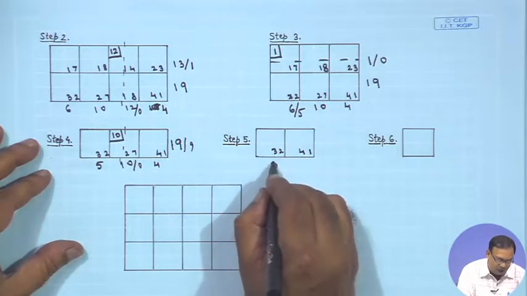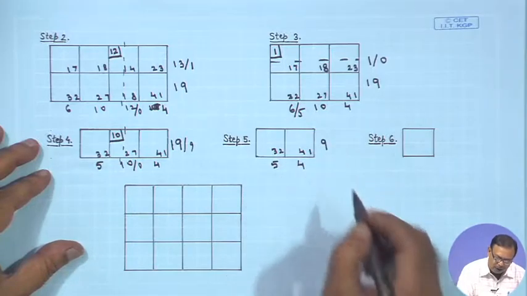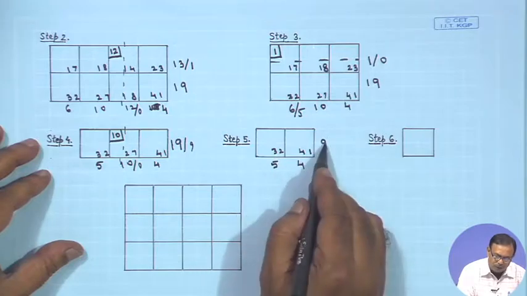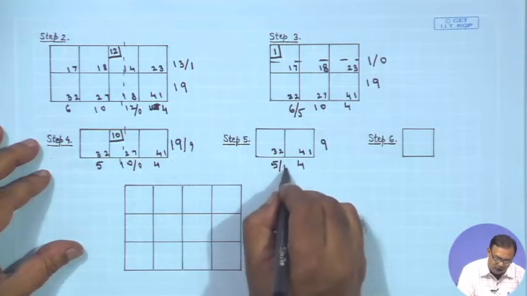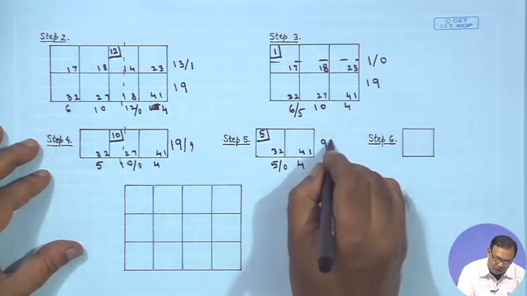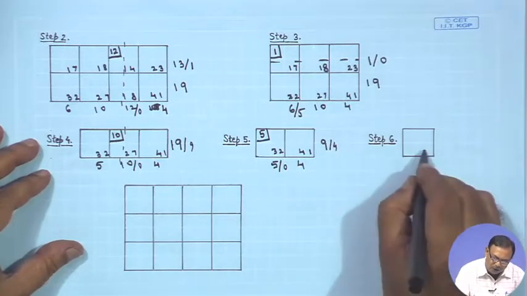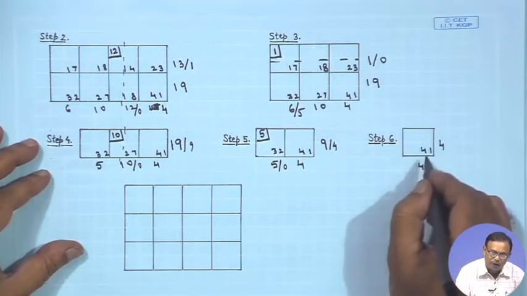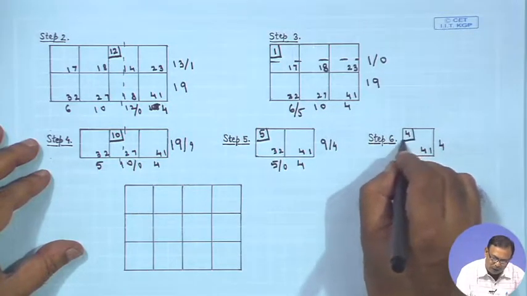Here it will be 5, 4, it is 9. Out of these two, 4 is minimum. So, minimum of 5 comma 9 is 5. So, you can allocate 5 here. So, your remaining will be 4. Now you have only 4, you see on both sides 4 is there, you are allocating this.